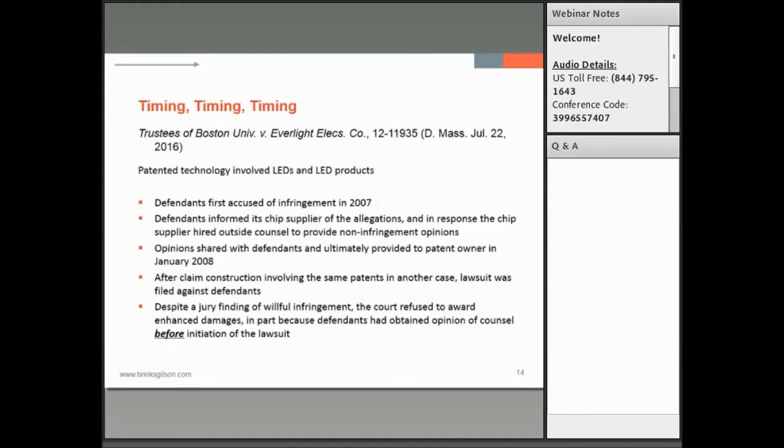Just another quick summary here. Trustee of Boston University, again, outside counsel provided an opinion of non-infringement before the initiation of the lawsuit, and so again, finding of no enhancement. Jury did find willfulness, and this is again the pull and tug, I think, between the Read factors, but again, the court found while there was a jury determination of willfulness, there was no enhancement of damages warranted.